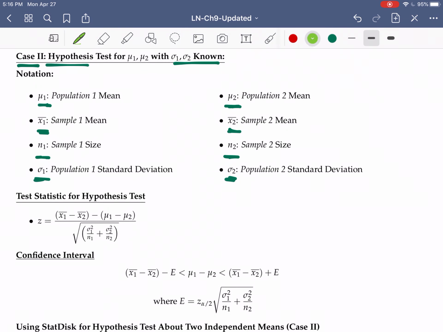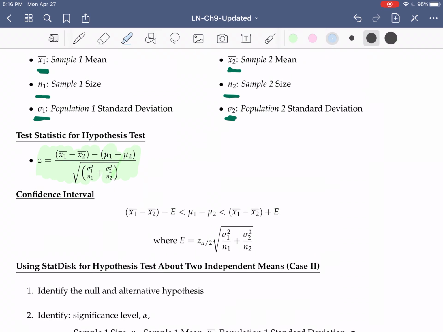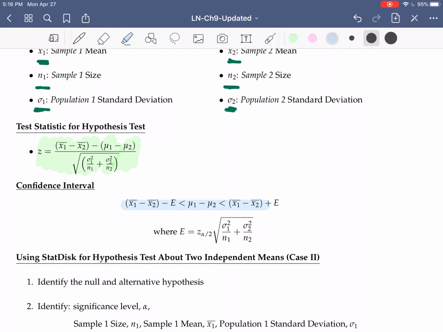For this test, when we know the value of sigma 1 and sigma 2, instead of having a t distribution and a t statistic, we have a z statistic. Our confidence interval is calculated in a similar fashion, but what's different here is that the margin of error is going to be calculated differently. The interpretation of that confidence interval would be exactly the same as it was before.